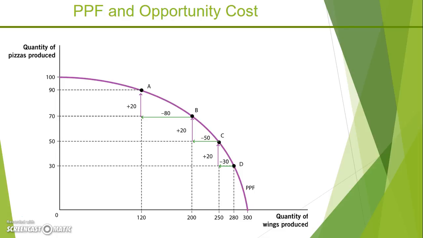But the more pizza you make, now you're going to have to start dipping into those folks who were good at making wings. So you're going to be giving up more wings because they could make more wings than the first folks. You've got to give up more wings in order to make more pizza now that you're at a higher number of pizzas. So that's why the PPF is a bowed out curve. And that's why the opportunity cost as we move along the PPF is different and not constant.